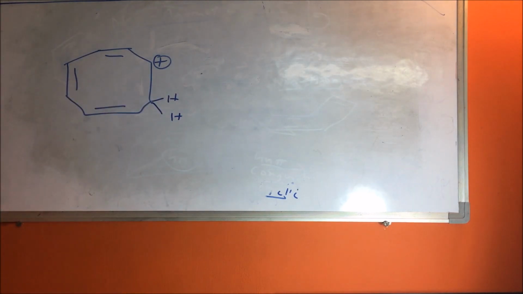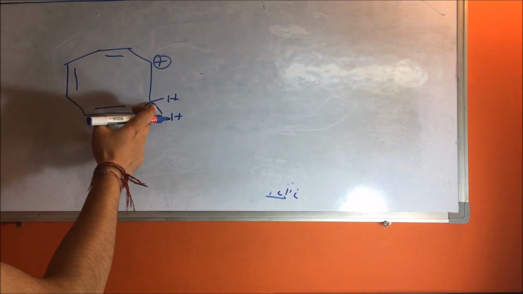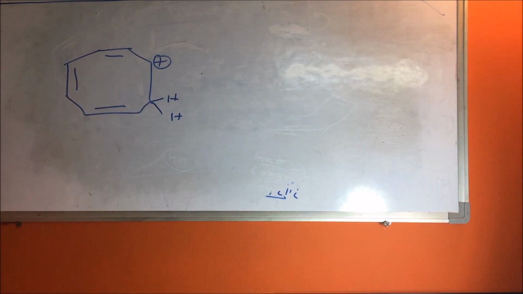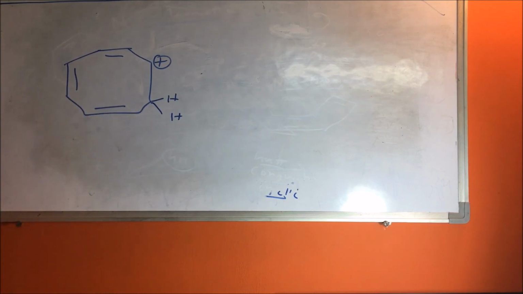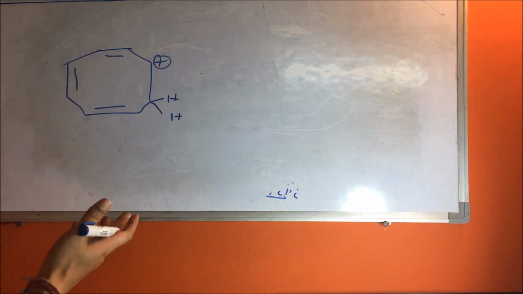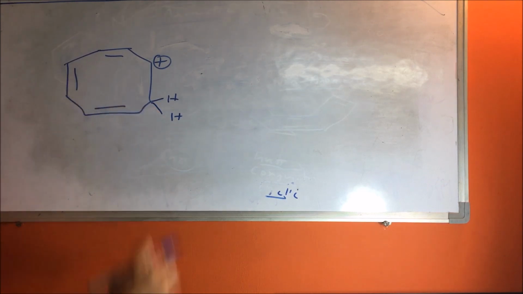Now you might think that this compound is non-aromatic, since this is an sp3 hybridized carbon, because there's loss of conjugation. It's a 6 pi system, but there's loss of conjugation because of the presence of this sp3 hybridized carbon.